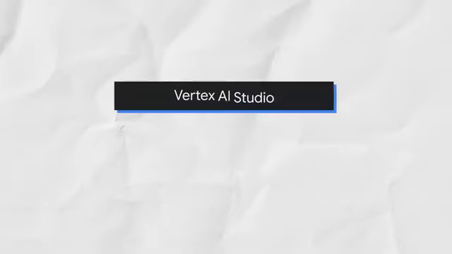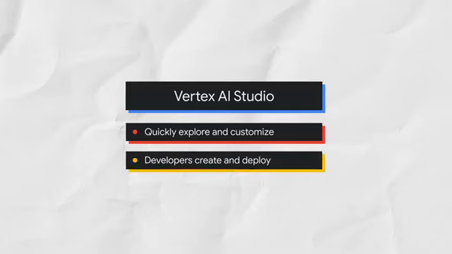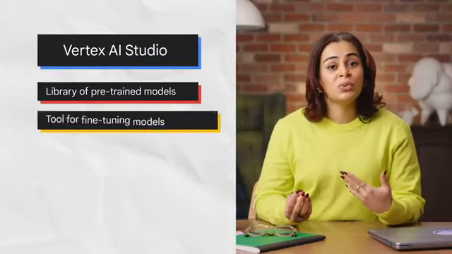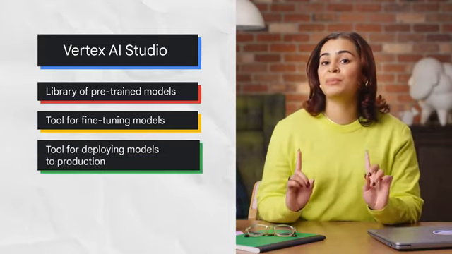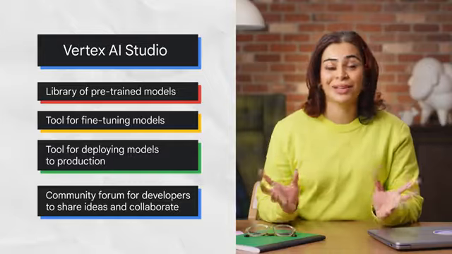I'm going to tell you about 3 other ways Google Cloud can help you get more out of your LLMs. The first is Vertex AI Studio. Vertex AI Studio lets you quickly explore and customize generative AI models that you can leverage in your applications on Google Cloud. Vertex AI Studio helps developers create and deploy generative AI models by providing a variety of tools and resources that make it easy to get started. For example, there is a library of pre-trained models, a tool for fine-tuning models, a tool for deploying models to production, and a community forum for developers to share ideas and collaborate.